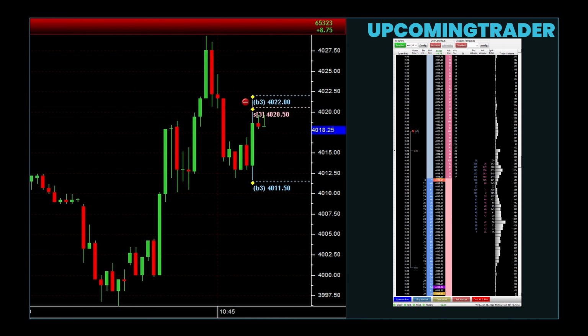Rectangles are also important patterns to look out for. A rectangle forms when the price moves between a horizontal support and resistance level for a period of time. It is essentially a range where the price is consolidating. When the price eventually breaks out of the rectangle, it can indicate the beginning of a new trend. A breakout above resistance signals a bullish move, while a breakdown below support suggests a bearish move.